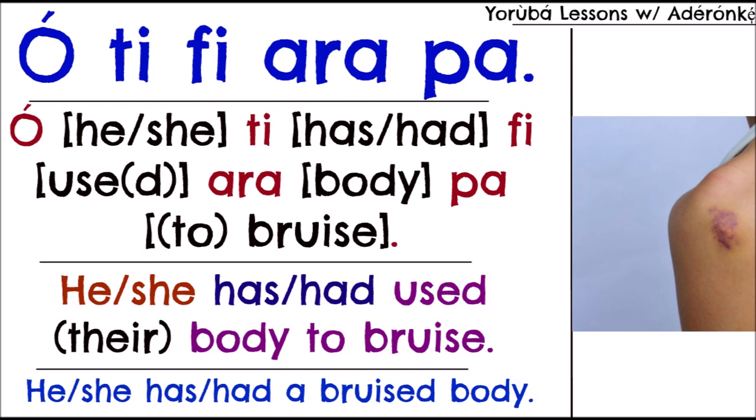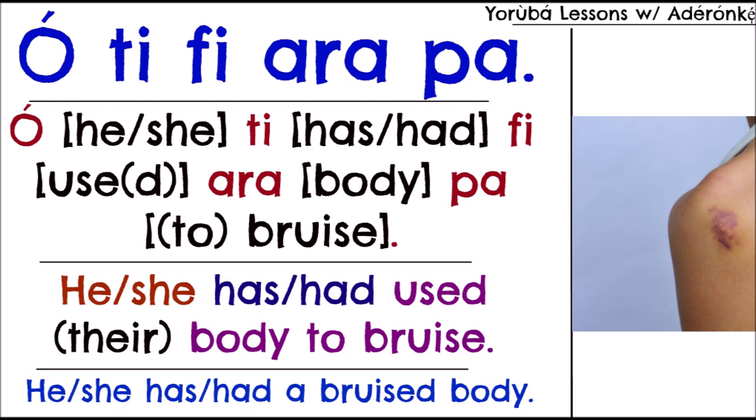Otifi arapa. O is he or she. T has or had. Fi is use or used. Ara is body or self. We're talking about bruising, so let's just say body. Pa is to bruise. He or she has or had used their, there's an invisible there, body to bruise is what it would be when you transliterate. It's rough, isn't it? He or she has used their body to bruise.